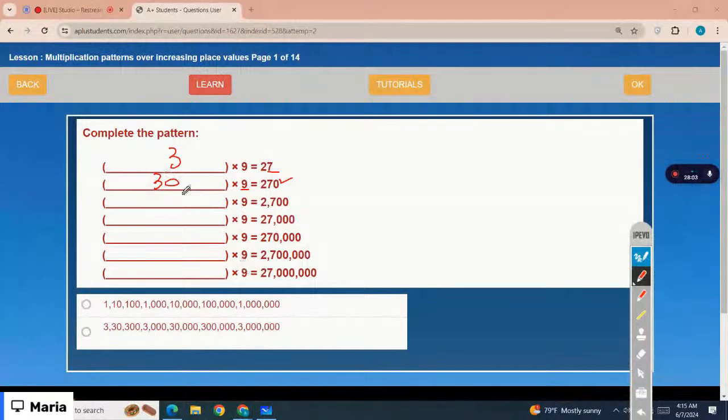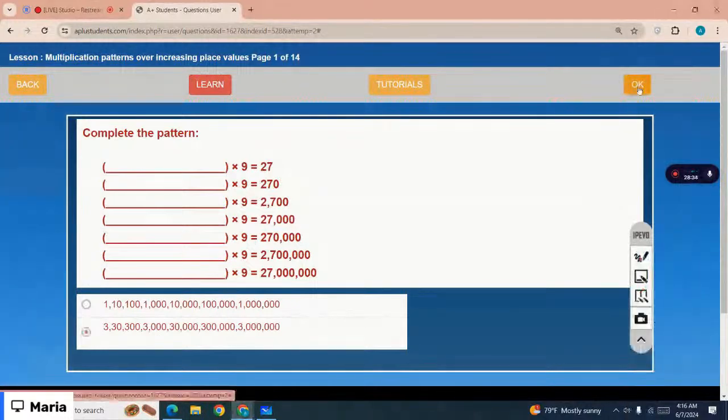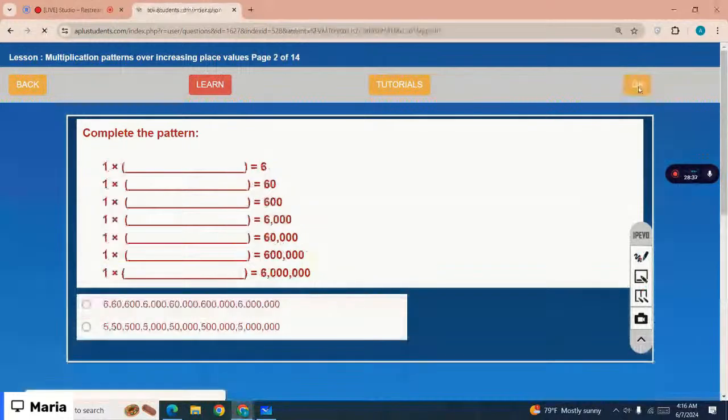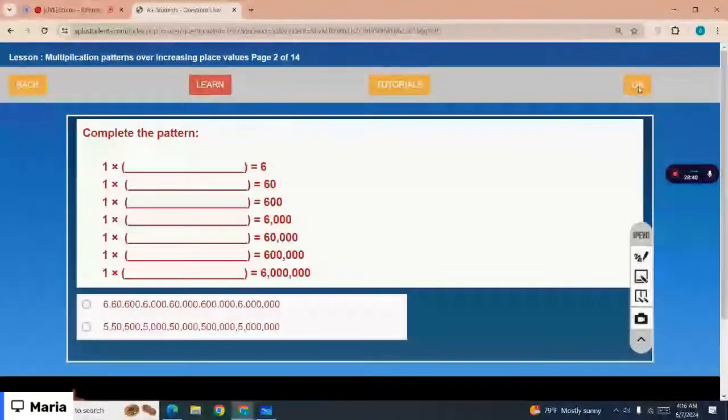Then you have 9 times 300 is 2700. Then you have 9 times 3000. So here the zeros are increasing. Yes, got it. So the correct option is that is 3, 30, 300, 3000, 30,000, 300,000, and 3 lakhs, right? That's the second option. Okay, 1 times what number is 6? Which is the correct option?